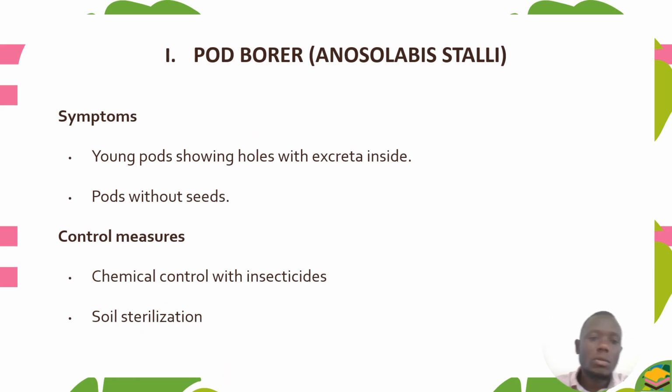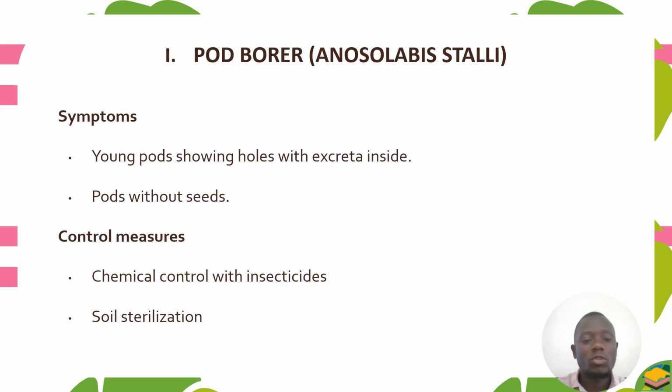So let's look at pod borer. Pod borer is another example of a groundnut pest. The first symptom of pod borer is in young pods. The young pods show holes with excreta inside. You can see the pods have holes and there's excreta of the pod borer inside. The pods are without seeds, so you find that there are no seeds inside. Therefore, just know that the groundnuts have been attacked by pod borer.